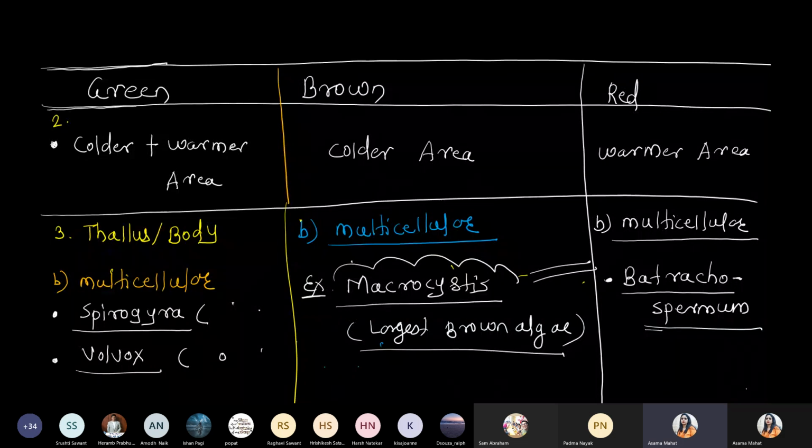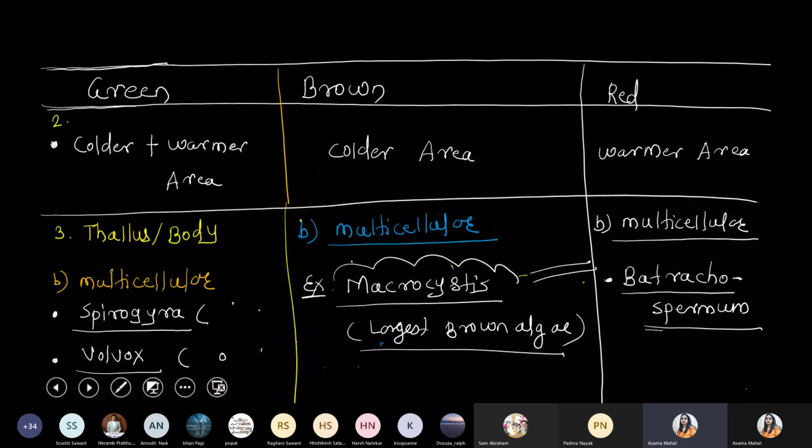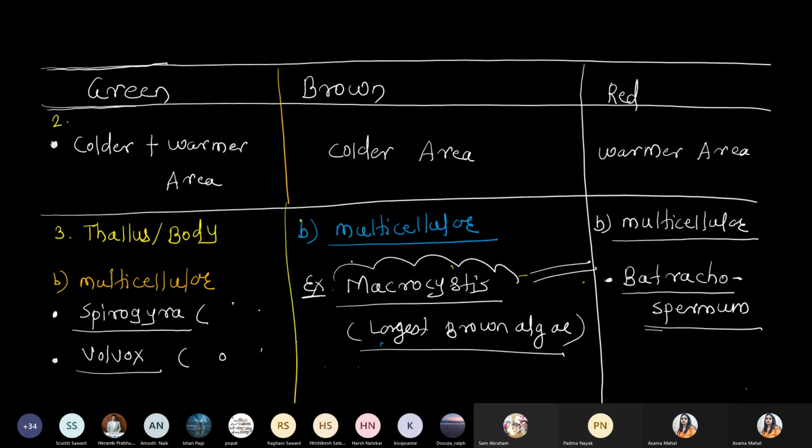Now we are talking about the fourth point, structure. Macrocystis and kelps are examples of brown algae. What is the meaning of Macrocystis? Macrocystis means large brown algae, macro. And the common name, these are also called kelps.